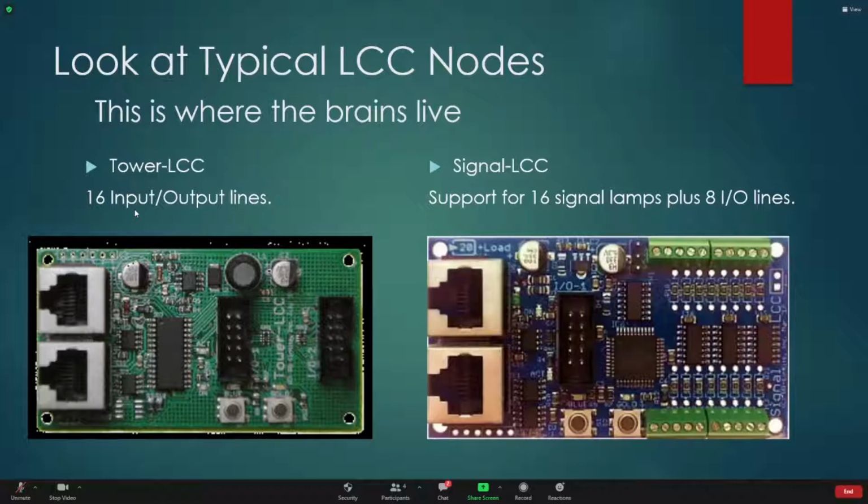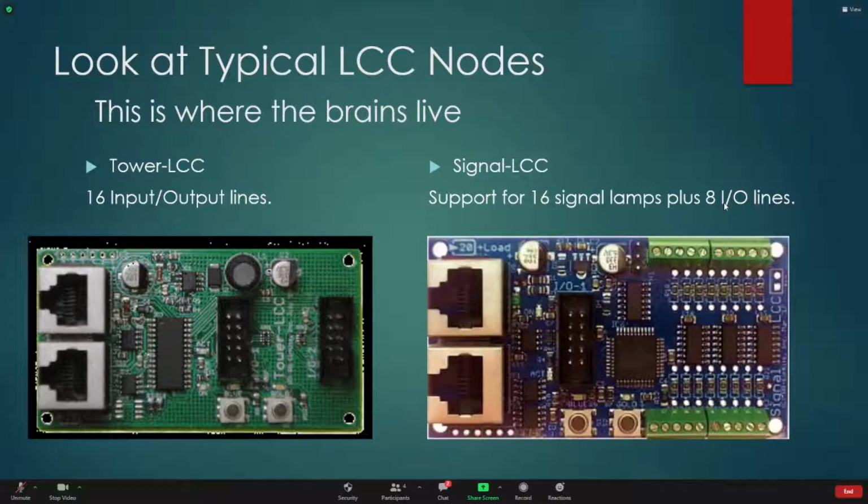One of the things the folks at RR Circuits found is that people want to have a lot of signals on their layout. It turns out it's kind of expensive to do signals this way, so they developed the signal LCC. It gives you 8 I/O lines, configurable as input or output, off this little header box right here, plus 16 signal lamps. These little connectors are all for signal LEDs, which have current limiting resistors built in already, ready to go. So this is a very cost-effective way to set up, for instance, a control point. You've got 16 lights you could use, plus your I/O points for push buttons and the turnout itself.